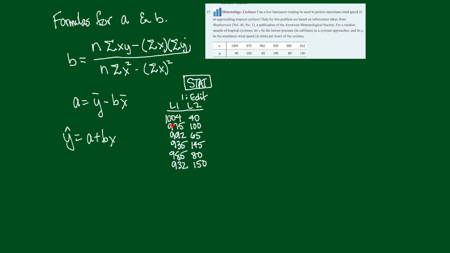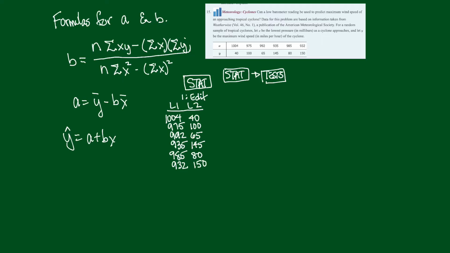And in List 1, type in these numbers: 1004, 975, 992, 935, 985, 932. Press Enter. Right arrow over to L2. Type in these numbers: 40, 100, 65, 145, 80, 150. Press Enter. Now you've got your data in there.